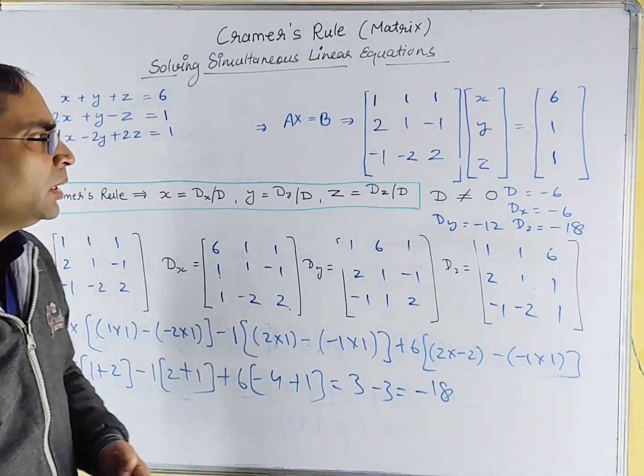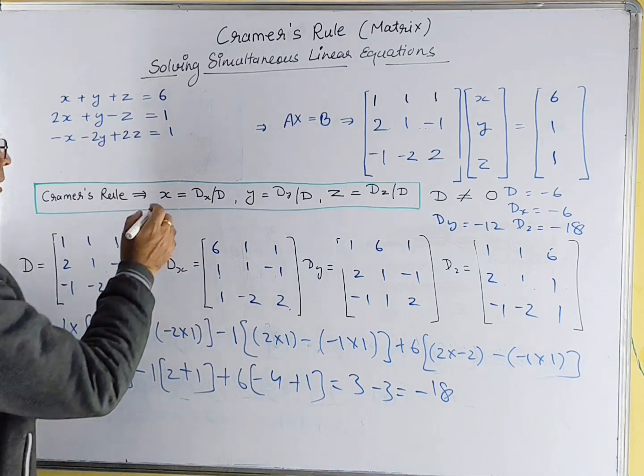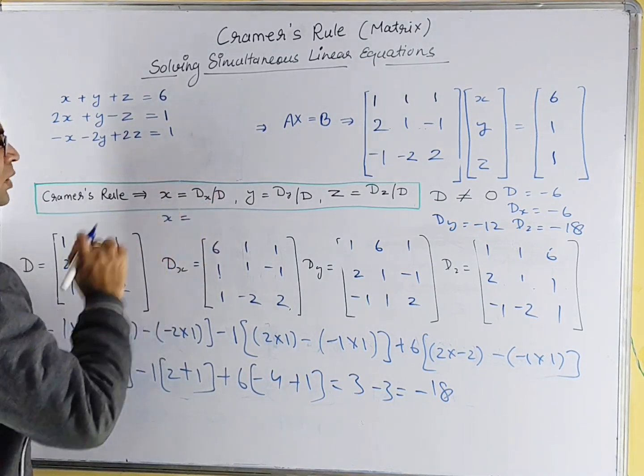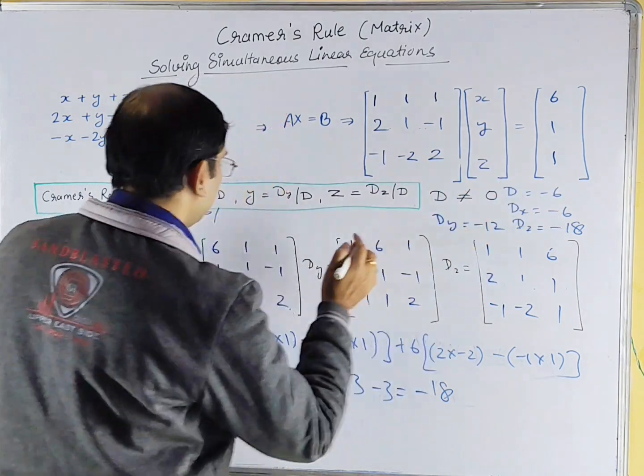So we have got all the values. We have got D, Dx, Dy and Dz. Now we can simply calculate the values of x. So here we can see x will be Dx by D. What is Dx? Minus 6. And D? What is D? Minus 6.